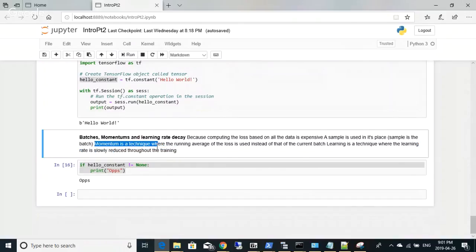Momentum is a technique where you take the running average of the loss instead of the current batch loss.